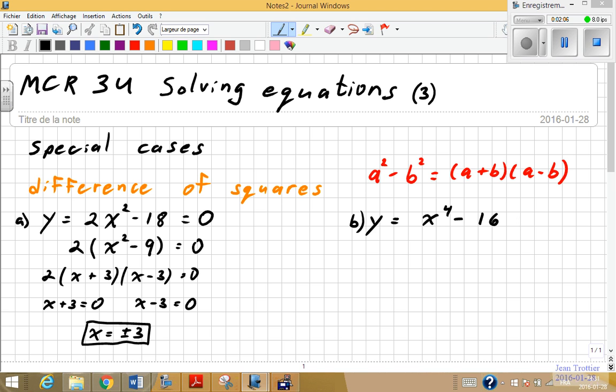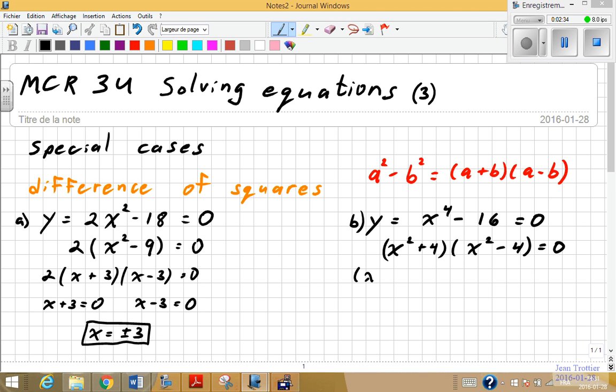So in this case, we can't forget our equals 0 to be able to solve it. So we'll have x squared plus 4 multiplied by x squared minus 4 equals 0. Now, next thing we'll do, we'll notice that the x squared minus 4 is again a difference of squares. So there's a second step here.